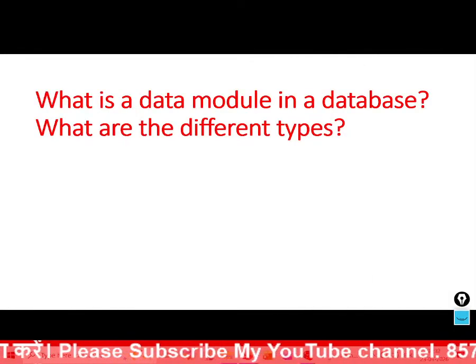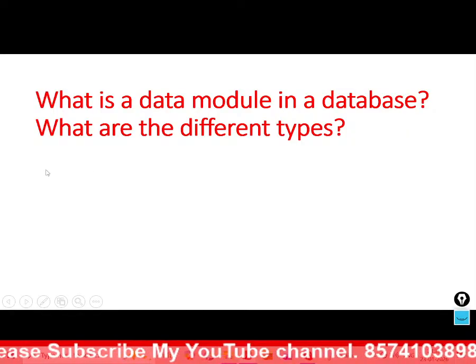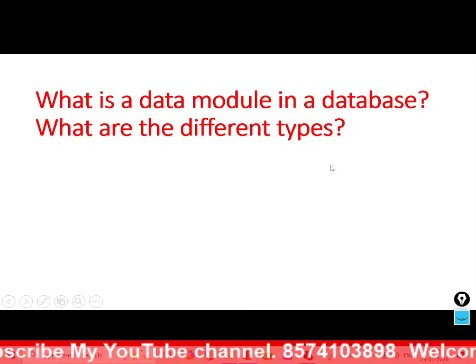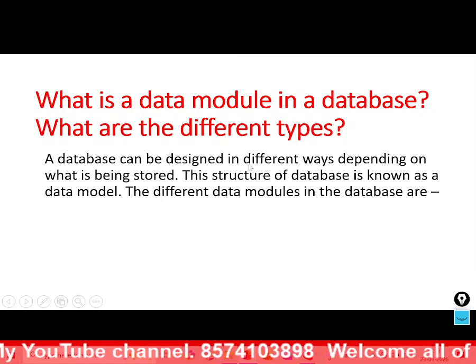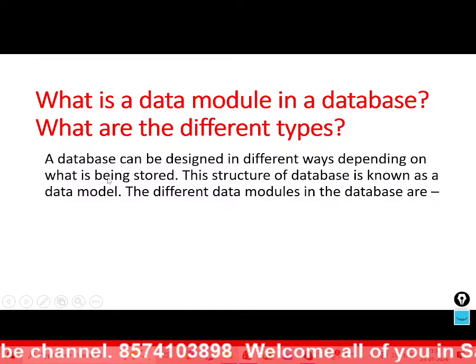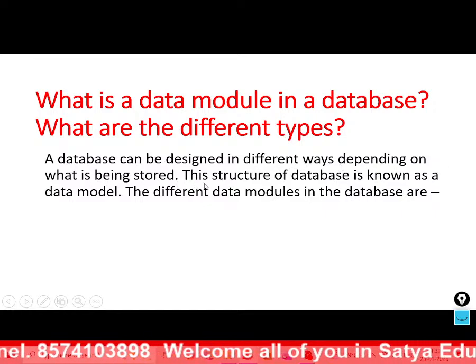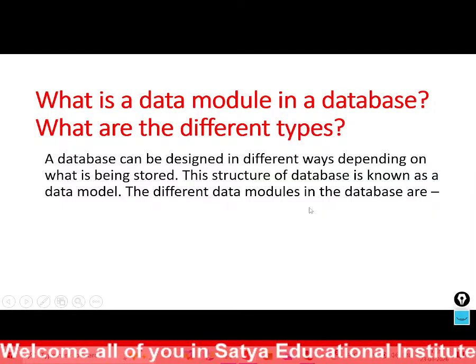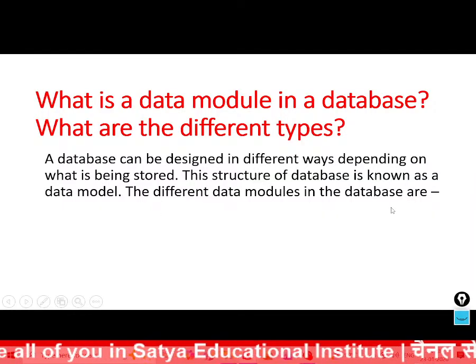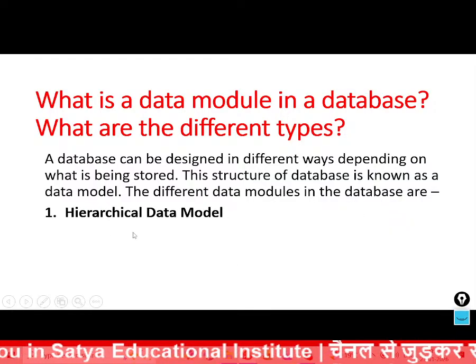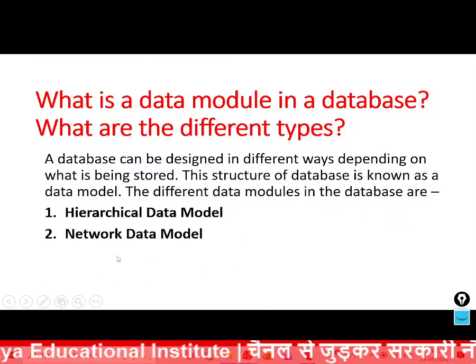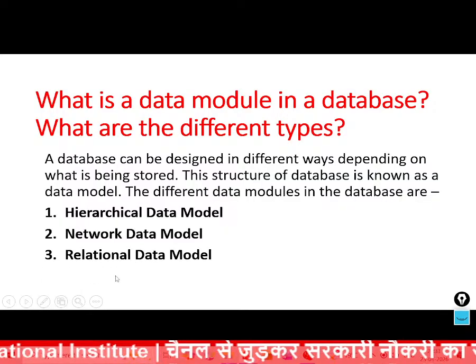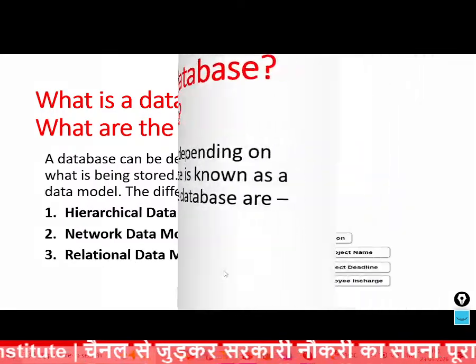Next question is, what is a data model in a database? What are the different types? Our database can be designed in different ways depending on what is being stored. This structure of a database is known as the data model. The different data models in databases are: first is the hierarchical data model, the network data model, and the relational data model.